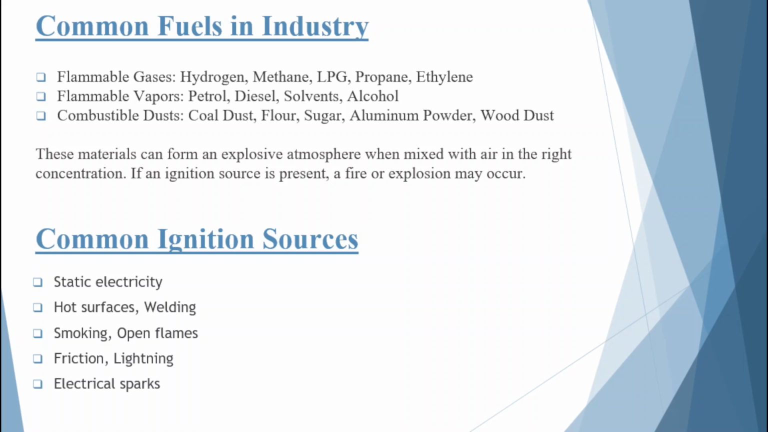Now that we understand the three conditions required for an explosion, let's look at the materials that commonly act as fuel in industrial plants and the ignition sources that can ignite them. First, let's talk about flammable gases. Examples include hydrogen, methane, LPG, propane, and ethylene.